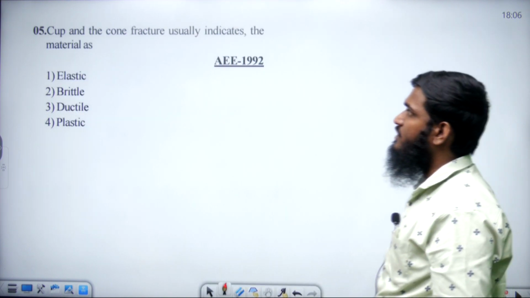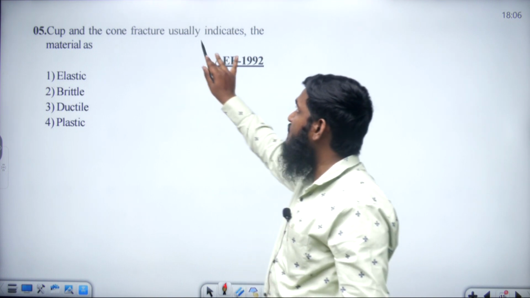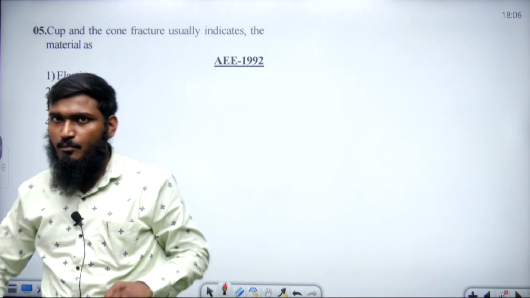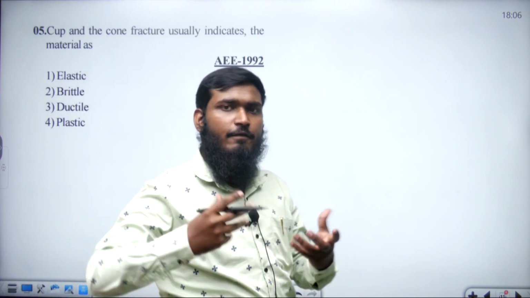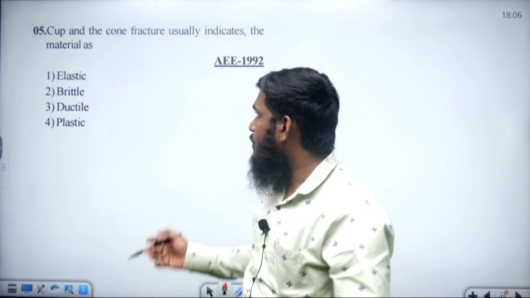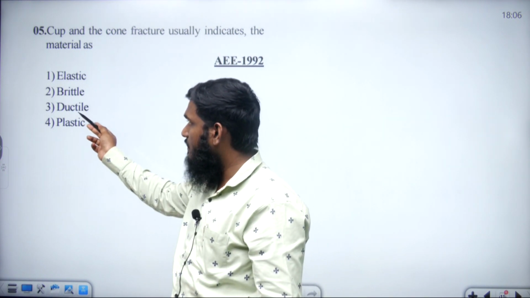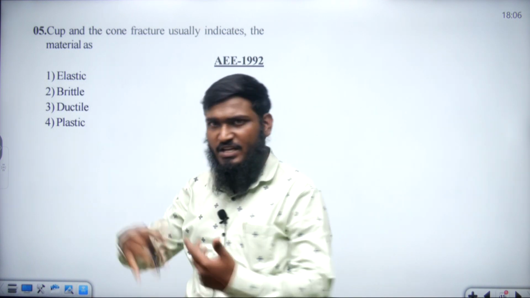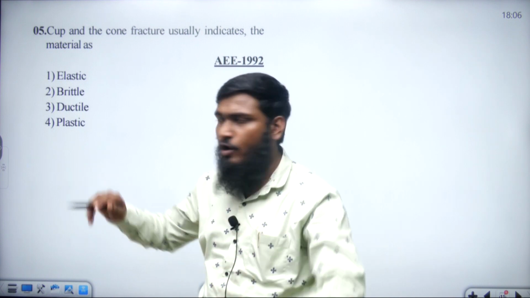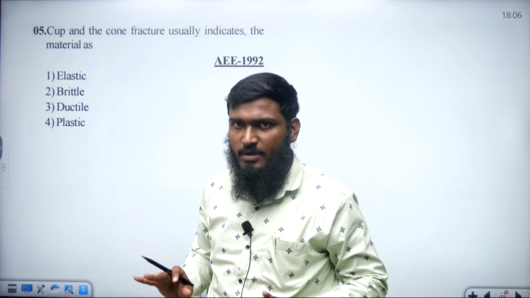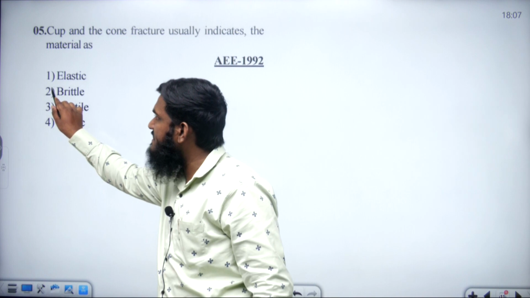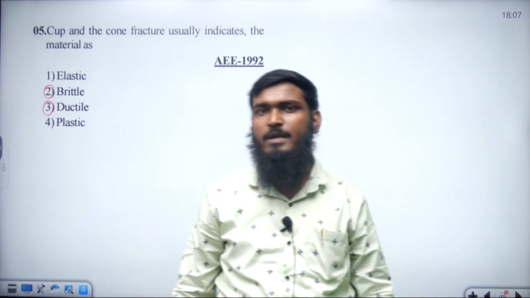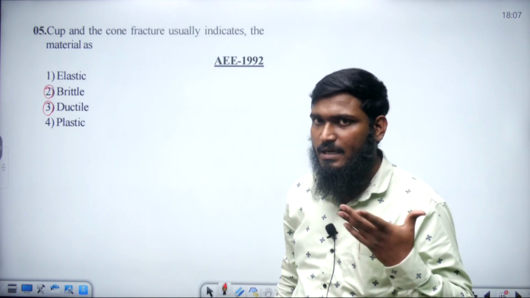Now the next question: cup and cone fracture usually indicates the material as. Okay, now listen carefully. We have seen different types of fractures. The options given are elastic, brittle, ductile, plastic. We have an elastic region and a plastic region; brittle and ductile relate to deformation. We can easily find that one of these two options will be correct, brittle or ductile.